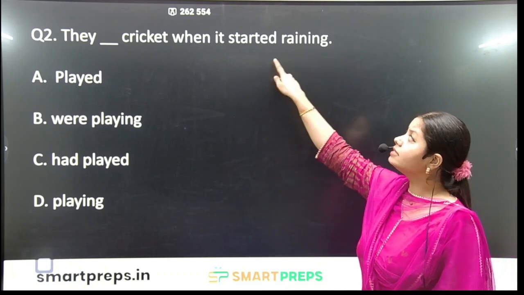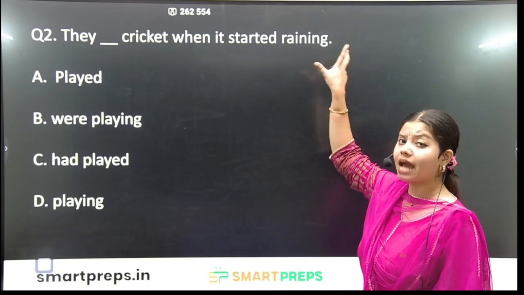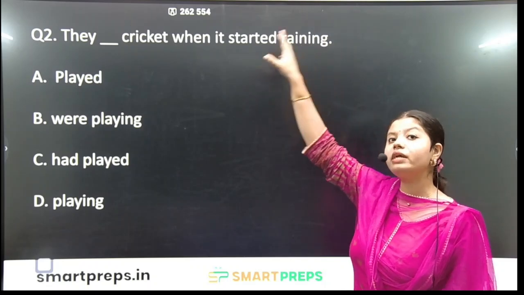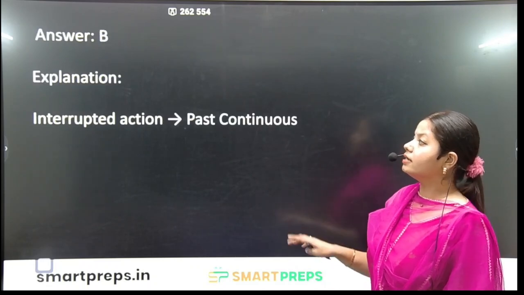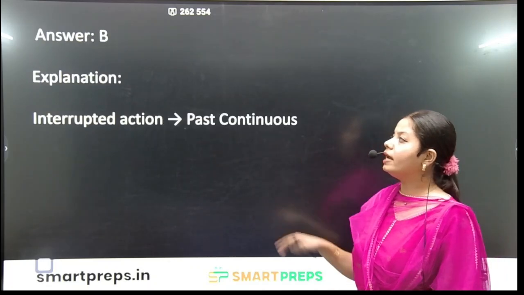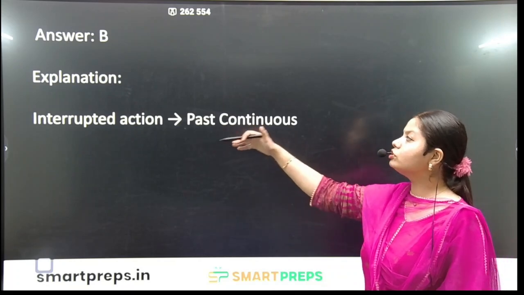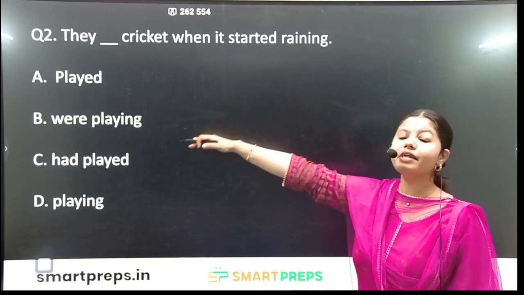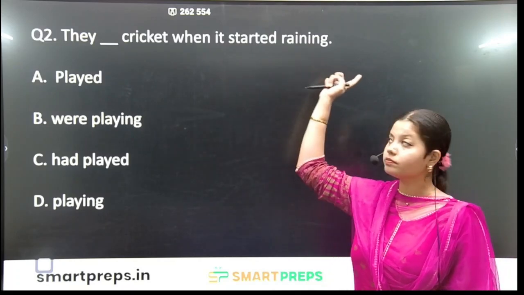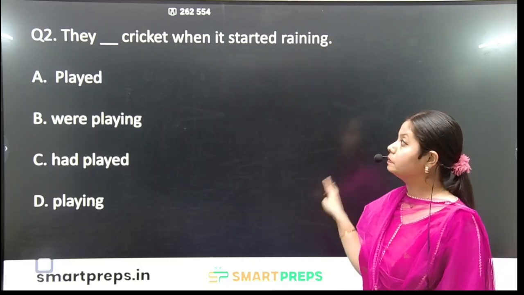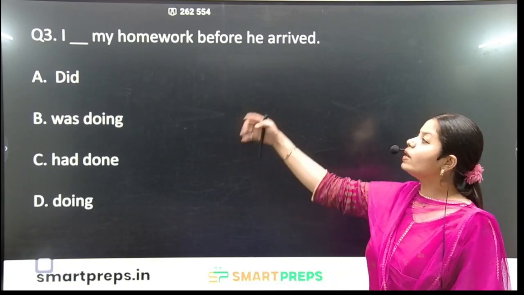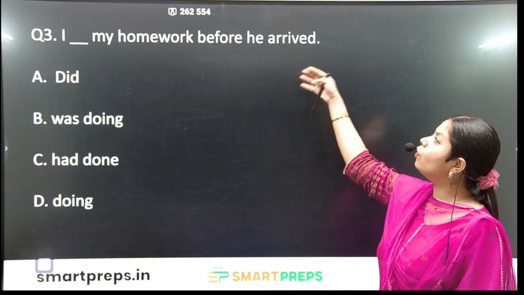They were playing cricket when it started raining. So time frame is mentioned. They were doing something. Okay, answer is B. They were playing cricket. It means interrupted action, past continuous. What interrupted their action? Rain. So it started raining when they were playing.